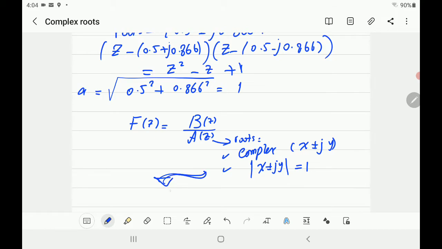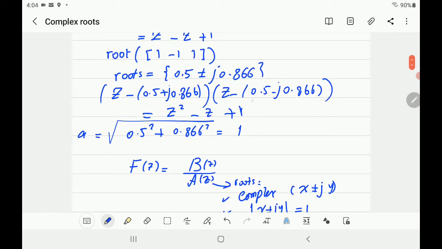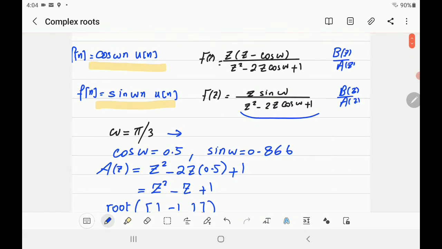The result is that it's very possible to have sine omega n u[n] or cosine omega n u[n]. Two possibilities, not a third. If you have complex roots of the denominator and the magnitude of any one of them is equal to 1, it means you got sine or cosine. In this case, with the roots 0.5 plus or minus j 0.866, I can find this function. Let's find F of z.